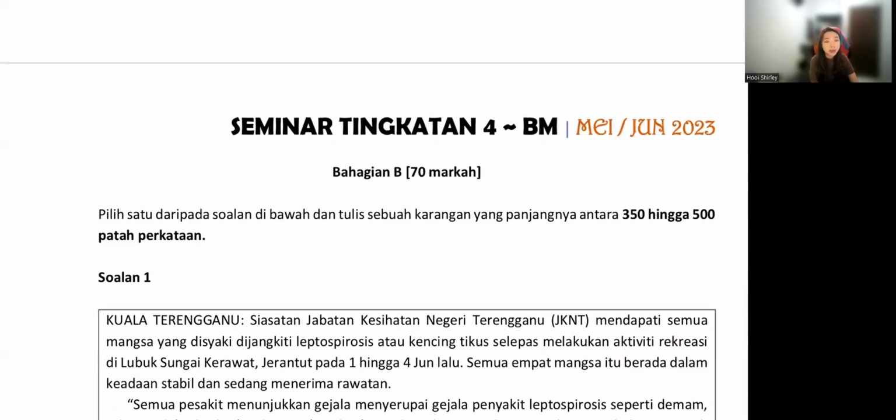Bahagian B. So for bahagian B, right, basically what you need to take note is about the words limit and how many paragraphs. Minimum 350, maximum is 500. So for here, how many paragraphs for this one? 5 to 6. It means 4 to 5 easy. 3 to 4 easy.